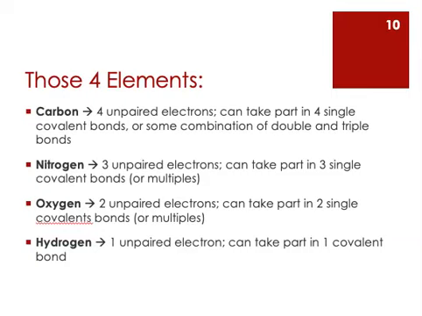Nitrogen, in comparison, can make 3 single covalent bonds because it has 3 unpaired electrons in its valence shell. Oxygen has 2, and hydrogen has 1. So by knowing those 4 elements, we can know a lot about the molecules that they're capable of building around them, creating inside a living cell.